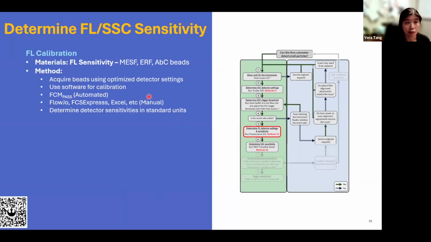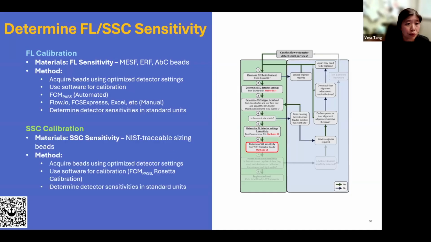So these are the MESF beads for fluorescence, or any ERF beads, or any antibody capture beads. When you have an instrument that is stably aligned, where you don't adjust the alignment every day, I can run these calibrated materials, cross-calibrate a rainbow bead, and basically use that as my fluorescence calibration for all of the experiments that come until someone touches my alignment. That usually happens when the engineer comes for a PM.